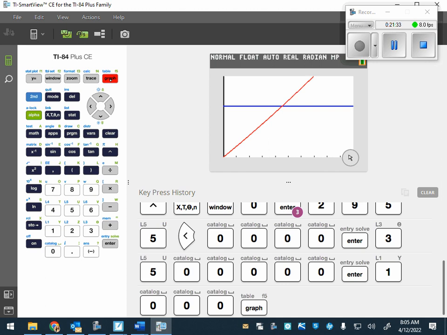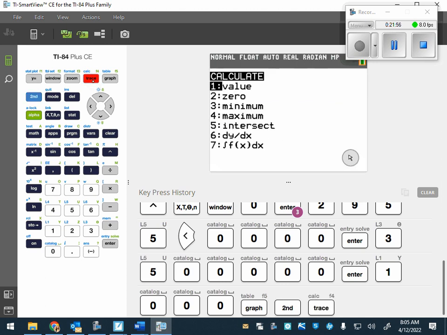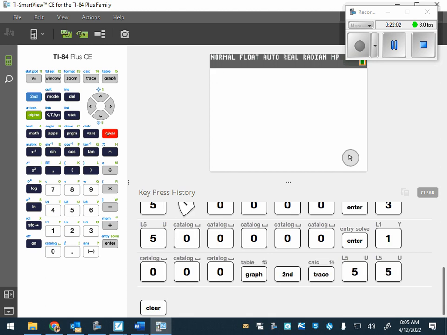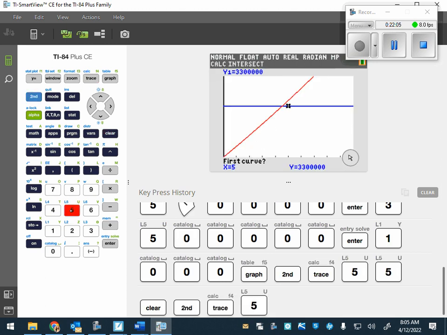So I suggest for all of these problems, you write down your window, what you adjust to. So you see the two graphs. You need to see both graphs and the intersection in order to run this next part. If you do not, you have to adjust your window. You'll get an error message that says no sign change. So second trace, number 5, and enter 3 times. Okay, 4.5 years.